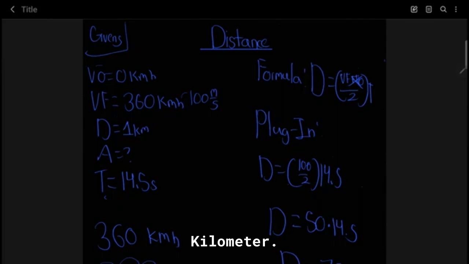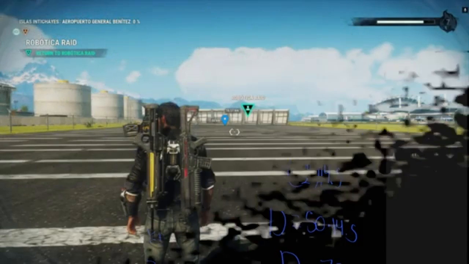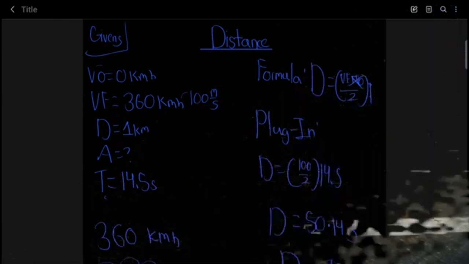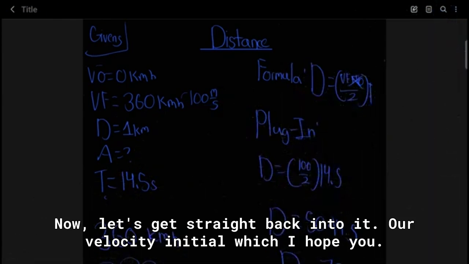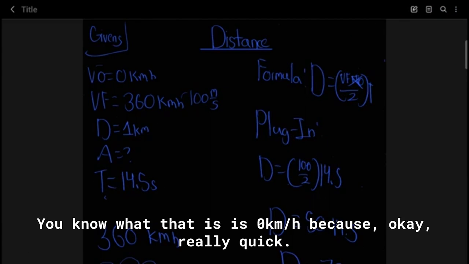Now, the distance is 1 kilometer. Here's the proof. That's a nice proof. Now let's get straight back into it. Our velocity initial, which I hope you know what that is, is 0 kilometers per hour.